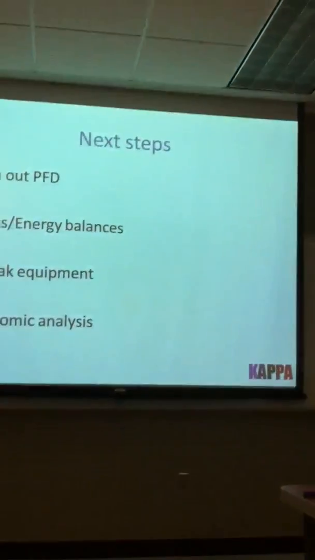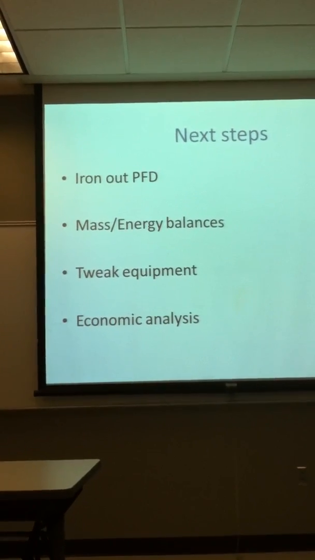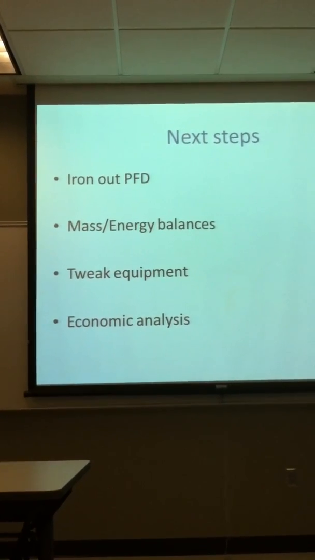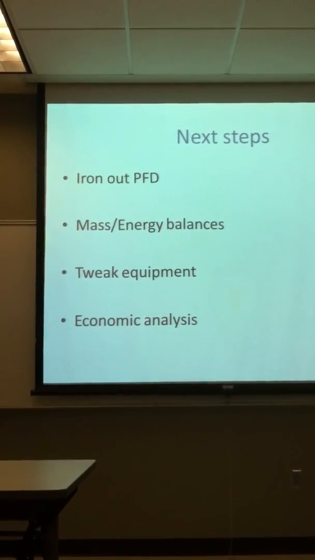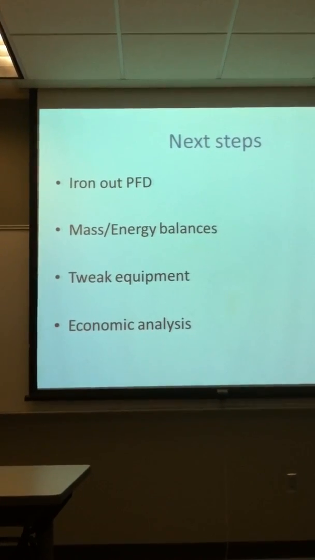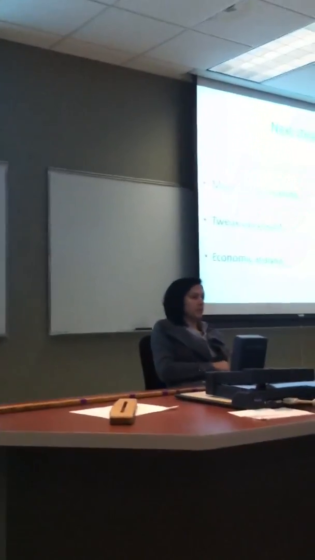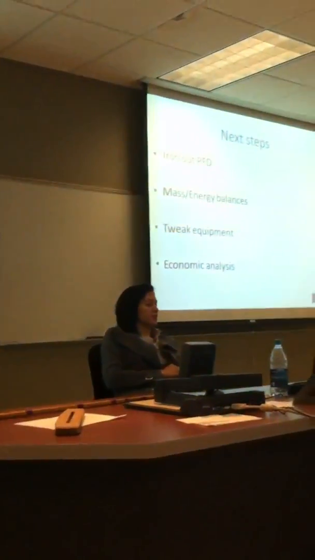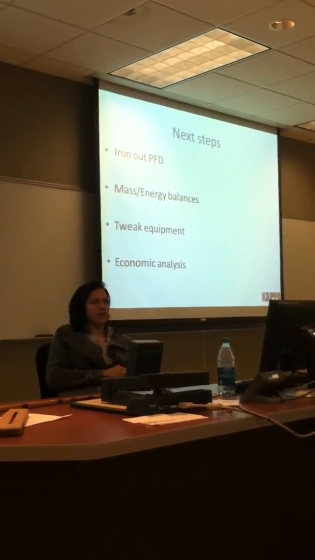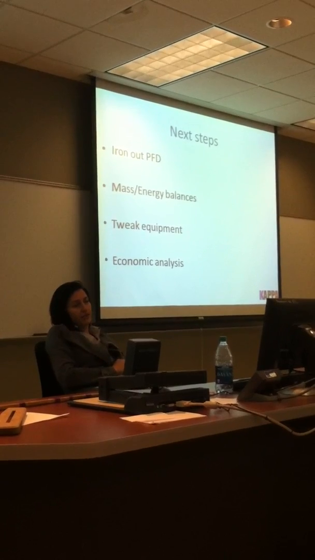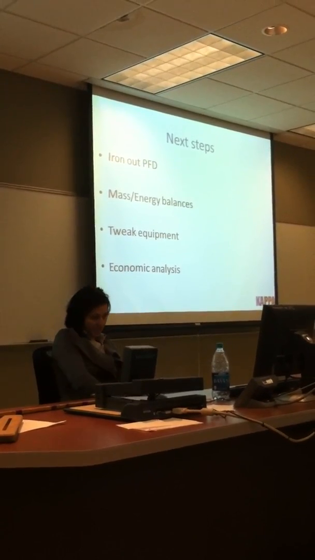Our next steps: we have to iron out each step in our process flow diagram. We know what our starting masses are. We have to find out what they are at the end. Also the energy going in and out. After that, we need to tweak the equipment, make sure it is pretty flawless, find anything inside it that isn't behaving how we want, and then we can do the economic analysis.